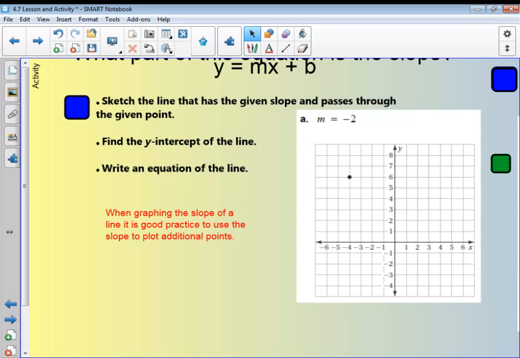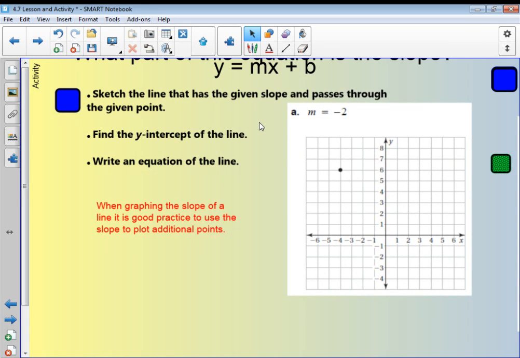Okay, so here is our first part of our activity. Sketch the line that has the given slope and passes through the given point. So remember, in our y-intercept equation, our slope was our m. So here they're telling us the slope. And they have identified for us a point on a line. So they've actually put that point on our grid. They want us to find the y-intercept and then write the equation from there. So we don't know the y-intercept, but we do know the slope.